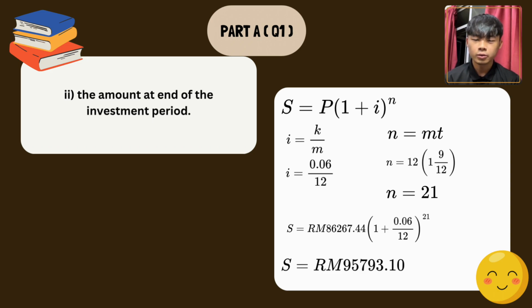So the n will be 21. So S equals RM86,267.44 bracket 1 plus 0.06 over 12 to the power of 21. So the answer will be RM95,793.10.